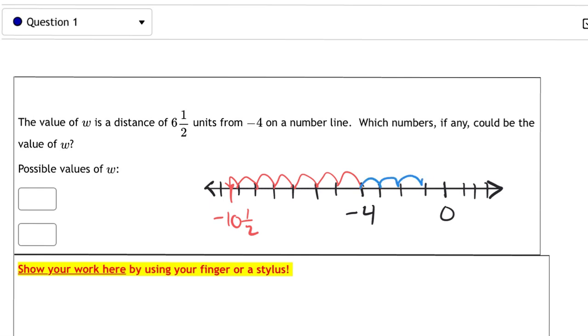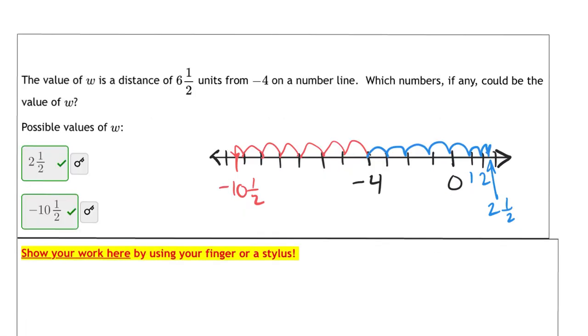1, 2, 3, 4, 5, 6.5. What is that? Well, that's 2 right there, right? Because that's 1. And so that means that this location here would have to be 2.5, positive 2.5. And we see once again that was the correct response.